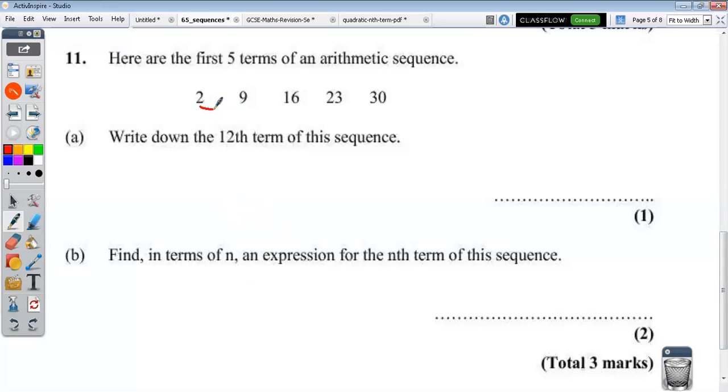So what's the difference there? 7, 7. I'm not saying you're wrong. Okay, so this is the first term, second term, third term, fourth term, fifth term. Okay, maybe you're correct, 79.